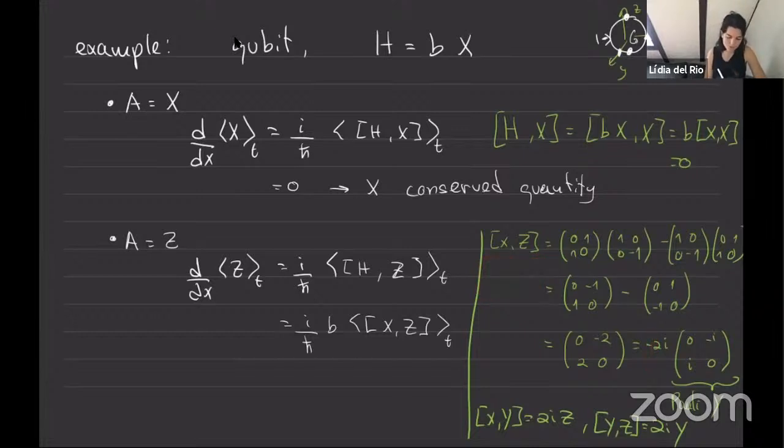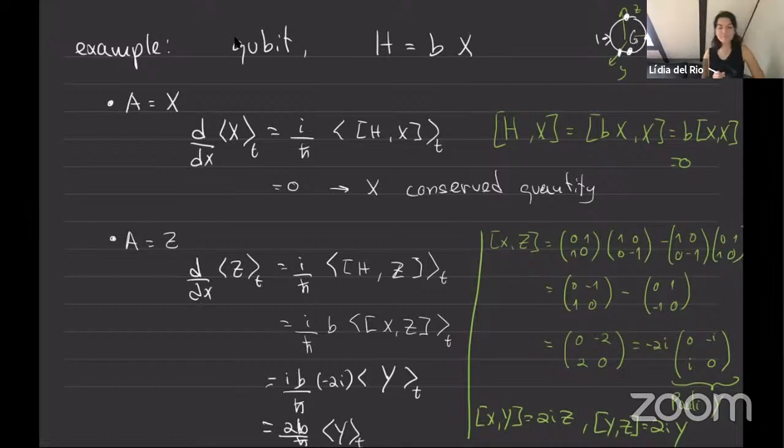Okay, so we plug in this result here. It equals i B over ħ times minus 2i of this observable Y at time t. So this gives us what? 2B over ħ times the observable Y at time t. And that's that.